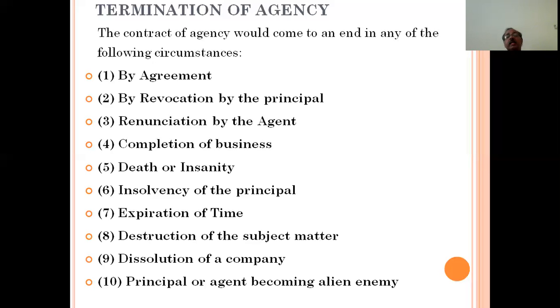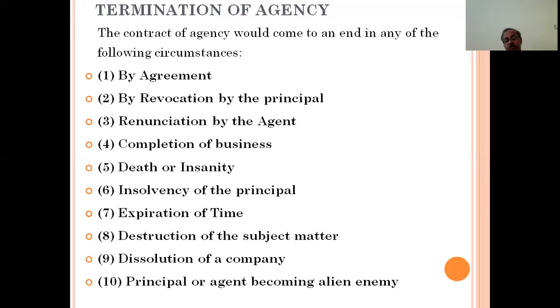The next one, death or insanity of the parties. In case of death or insanity or any kind of incompetency of the contracting parties, that contract comes to an end. And insolvency of the principal. Whenever the principal becomes insolvent or is adjudged bankrupt or insolvent by a competent court, we can say that contract comes to an end. The next one is expiration of time. Maybe the contract of agency is created for a particular period of time. On the expiry of that time, we can say that contract comes to an end.